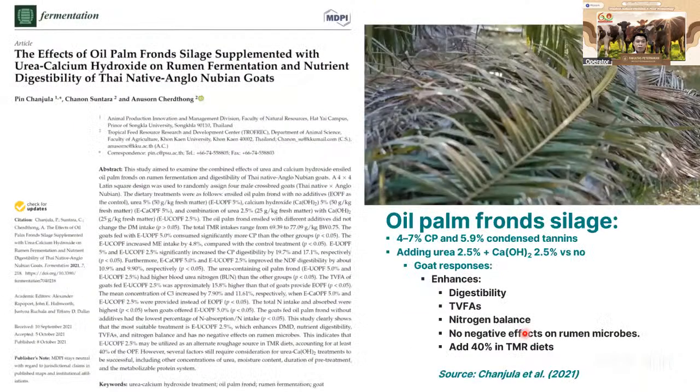In our country, we demonstrated that a byproduct from palm production, palm frond silage, contains about 6% condensed tannin. After making it into silage, it can enhance the quality of the silage, enhance the utilization of feed in goats, and enhance fermentation.